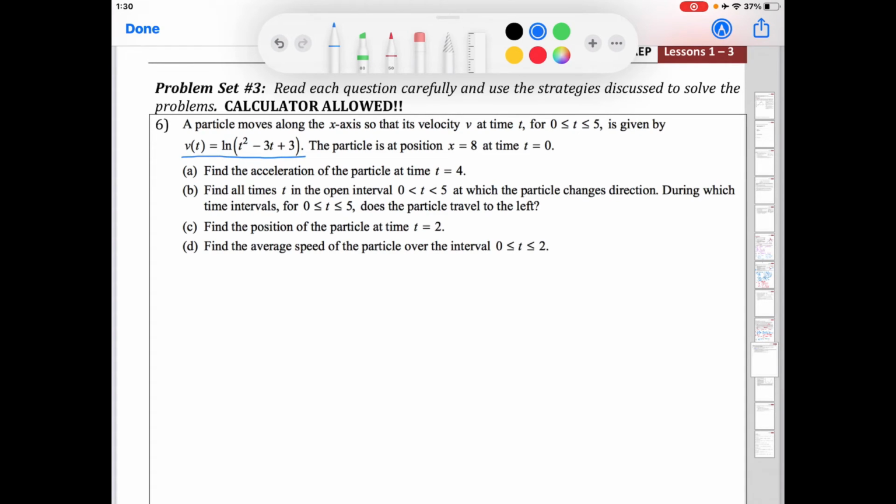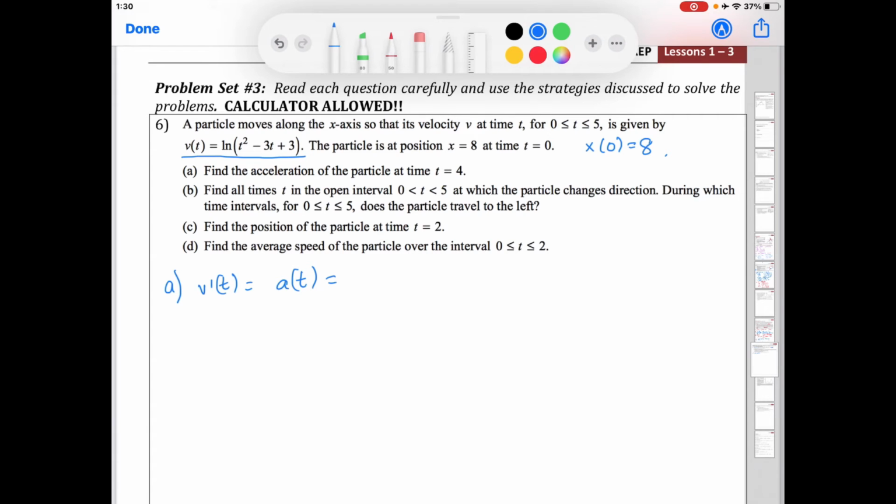So this is our velocity function. We are given our initial condition of what? X of 0 is equal to 8, or S of 0. Here it's saying X of 0. So find the acceleration. So how do I find my acceleration from my velocity? Remember, your acceleration is the derivative of velocity. So your v prime is the same thing as saying acceleration.